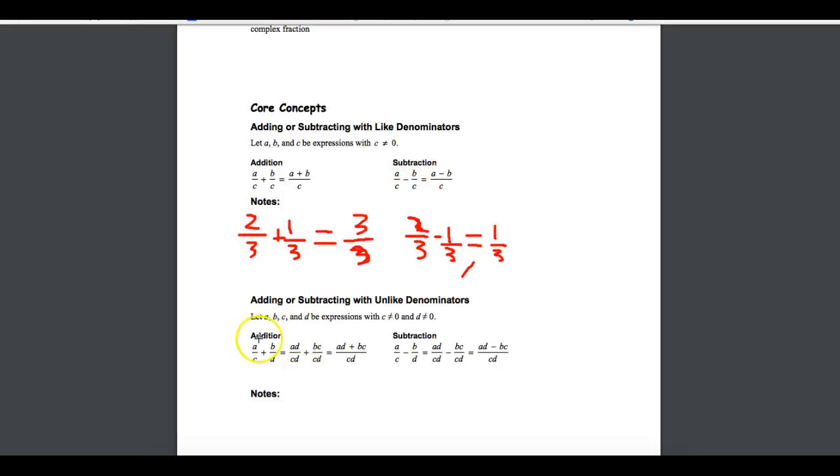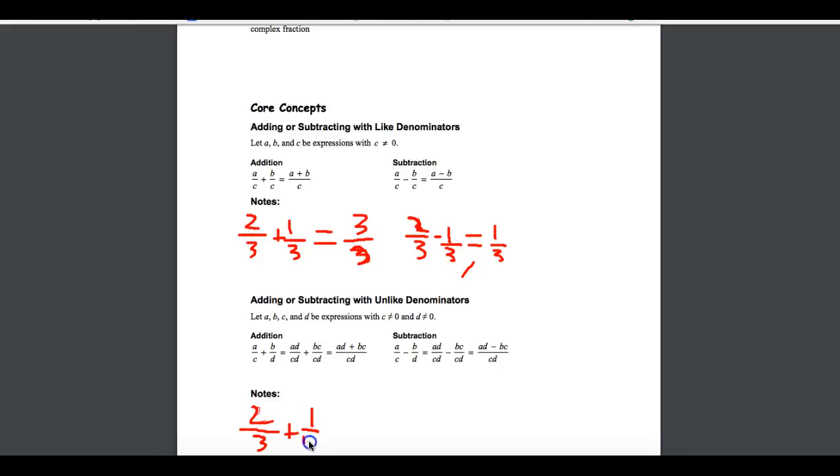Now, in this bottom one, we are going to be doing an example where we have unlike denominators. So our fractions already have different denominators. Let's do an example of that. Let's say we have 2/3 of something, and we want to add that to 1/4 of something.